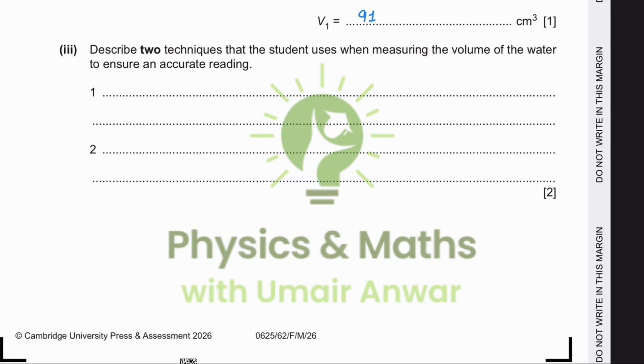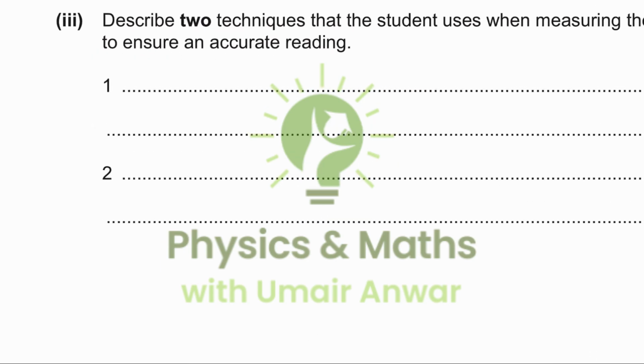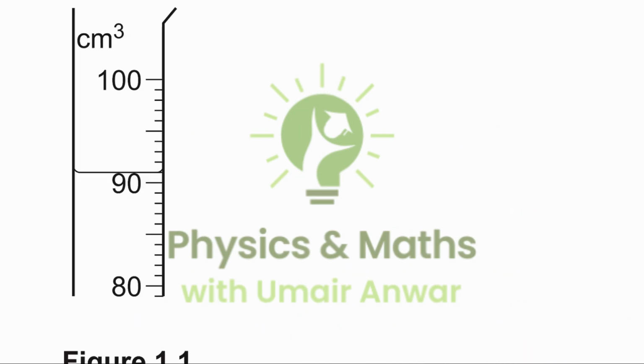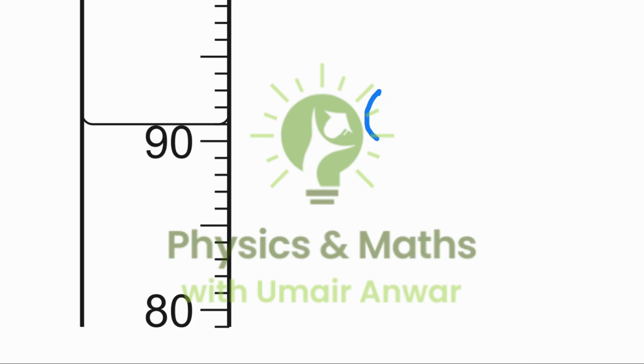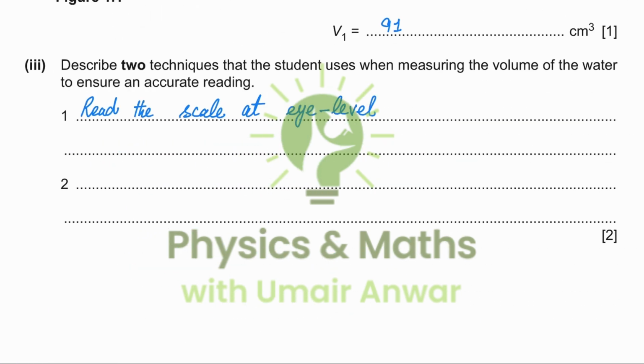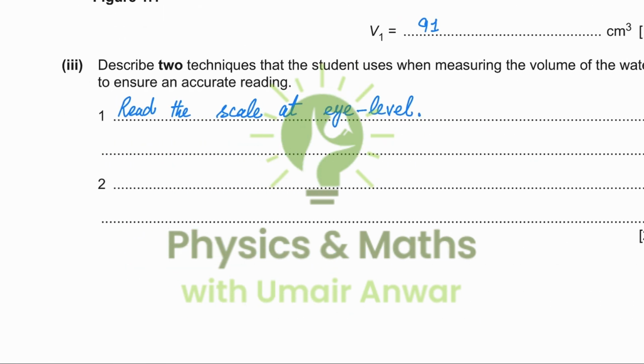So one of the techniques, the first and the most important one, could be that the student should read the scale at eye level. Reading the scale at eye level means that the line of sight of the student must be perpendicular to the scale. Like if the student is going to read this reading, his eye should be placed in a way that it should be perpendicular to the scale. This is how the line of sight should be placed at the point from where the reading is to be measured and recorded. So this is the first thing that the student should be careful about.